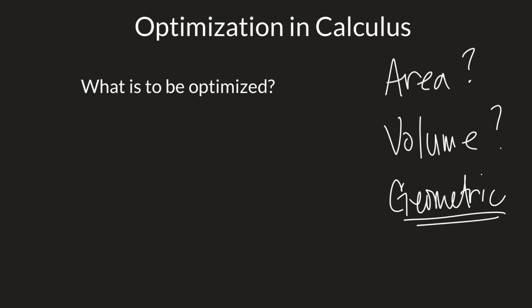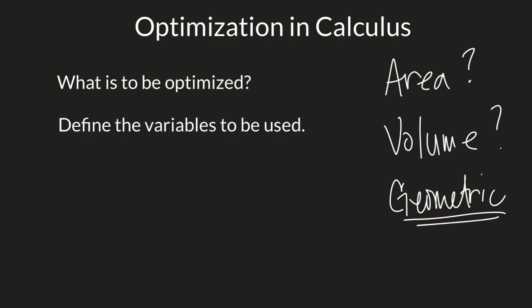So after we read the problem, what are we trying to optimize? Is it the area? Is it a volume? Is it a distance between 2 points? What is it that we're actually trying to optimize? Question number 2: we have to define the variables. Is it x and y? Is it L and W? What are we going to use in our formula in order to make sense of our problem?